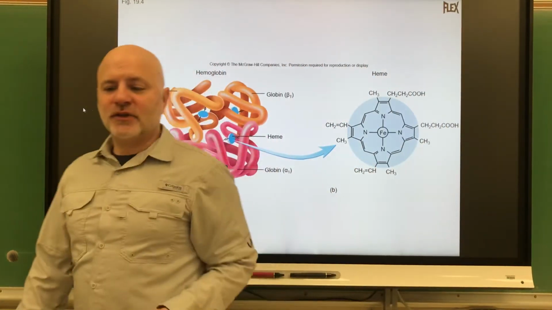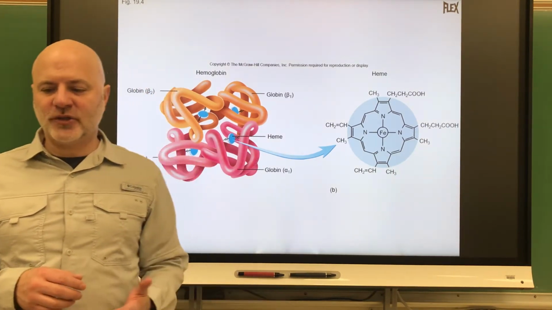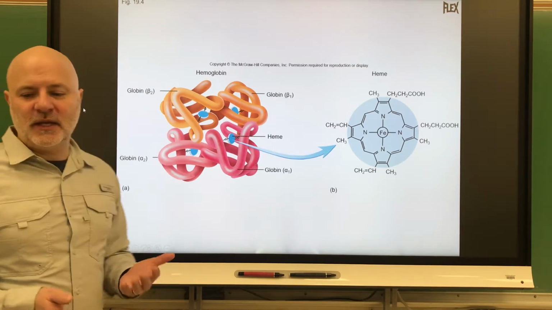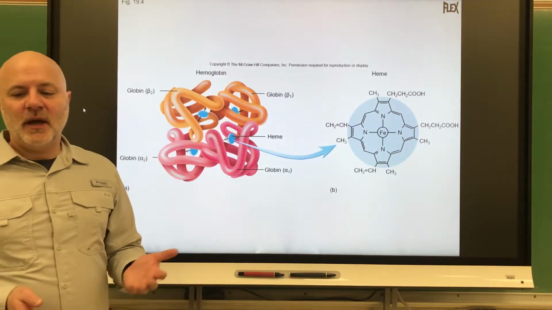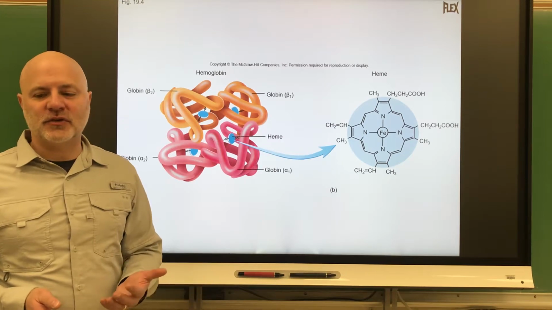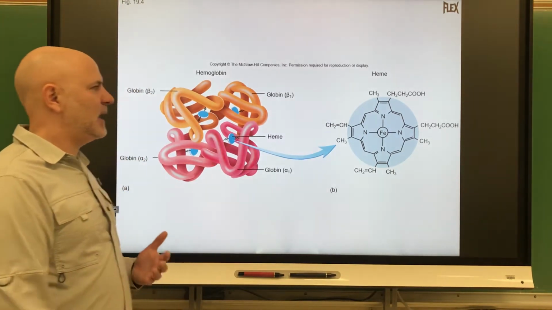All right, let's take a look at the transport of respiratory gases. So we're going to start this off looking at oxygen transport. Most of our oxygen is transported by hemoglobin. Only a small amount, 1.5%, is transported by the plasma itself. So let's look at oxygen and hemoglobin.